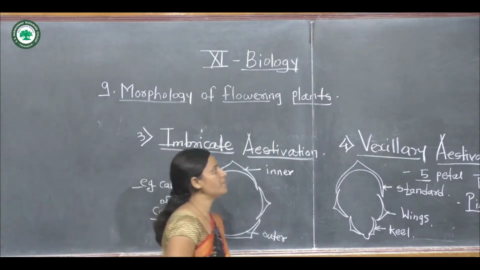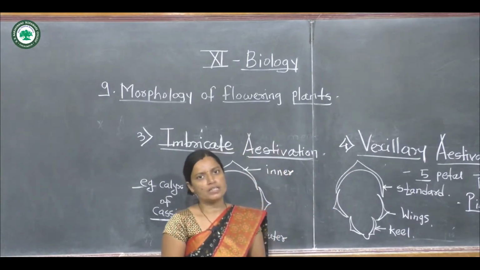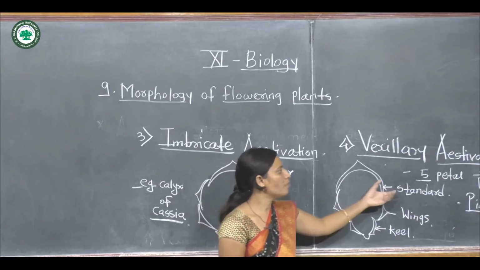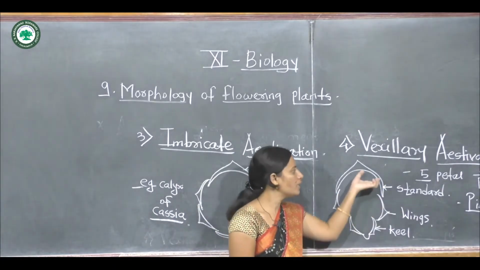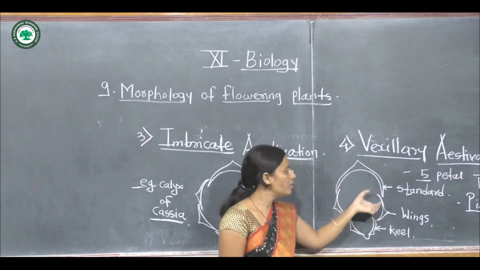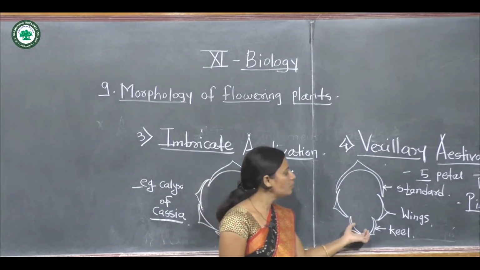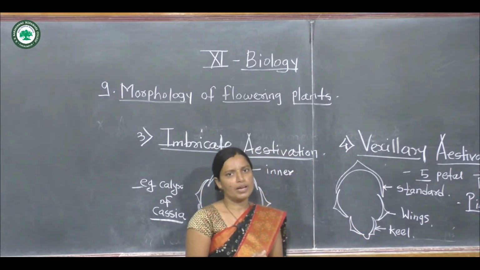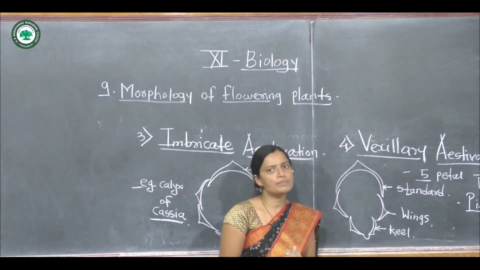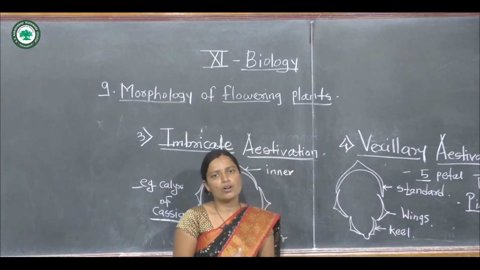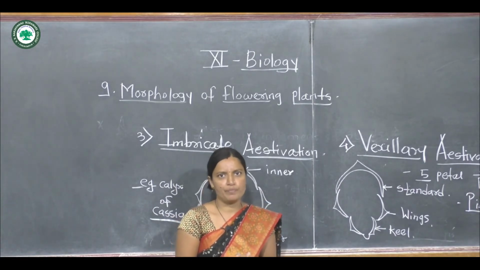The fourth type of aestivation is the vexillary aestivation. In this type, the five petals show different structures: one is the largest, called the standard, two are the wings, the lateral petals, and two inner smallest petals form the keel. This vexillary aestivation is shown in Pisum sativum, and the corolla of this pea flower has a butterfly shape.